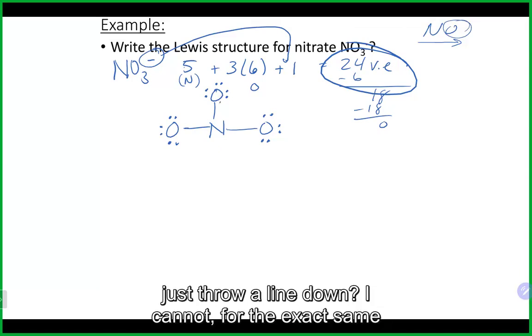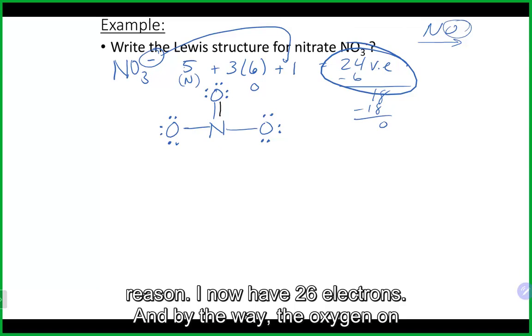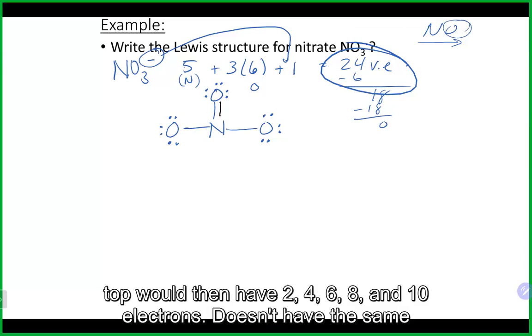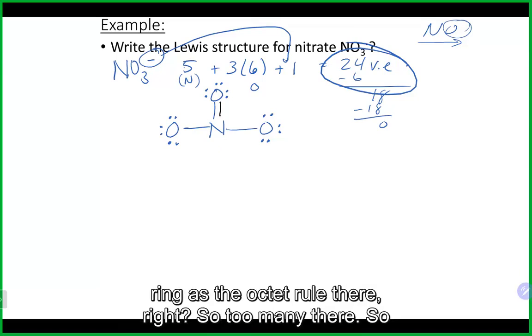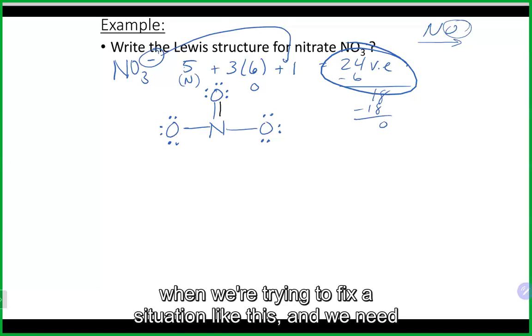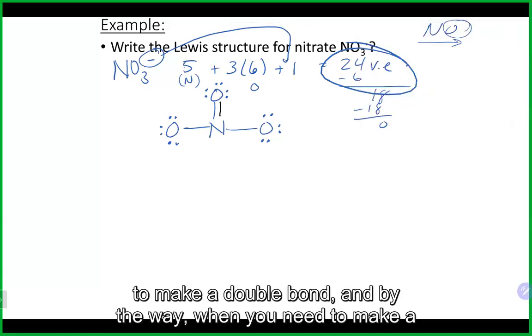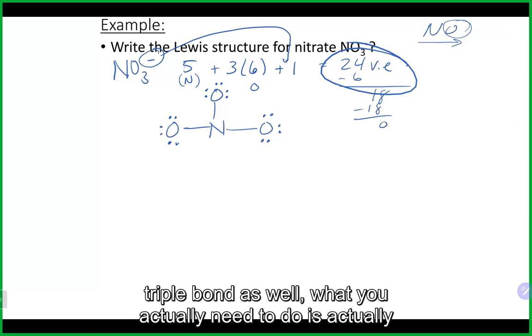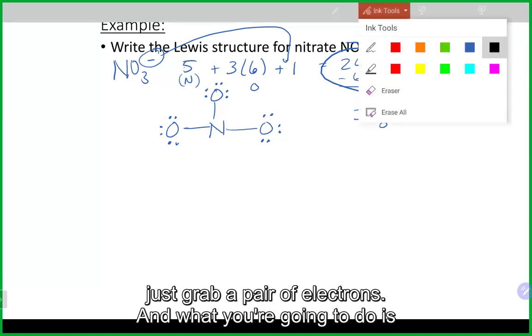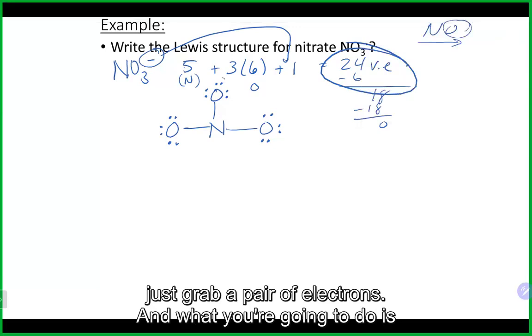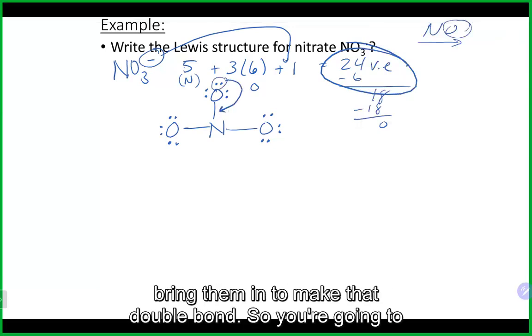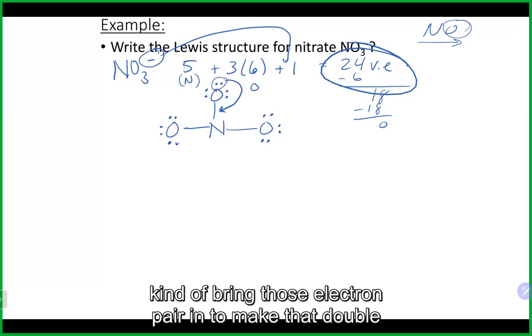Can I just throw a line down? I cannot, for the exact same reason. I now have 26 electrons. And by the way, the oxygen on top would then have 2, 4, 6, 8, and 10 electrons. Doesn't have the octet rule there, right? So too many there. So when we're trying to fix a situation like this and we need to make a double bond, and by the way, when you need to make a triple bond as well, what you actually need to do is just grab a pair of electrons. And essentially you take that pair of electrons and bring it in to make that double bond. So you're just going to bring that electron pair in to make that double bond.